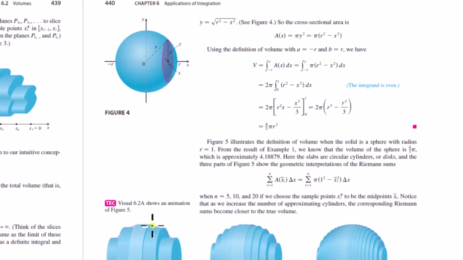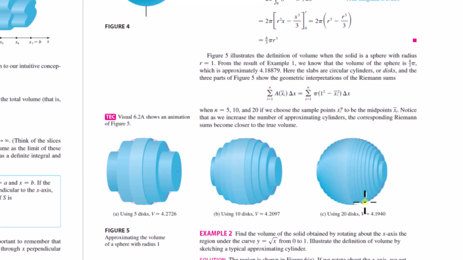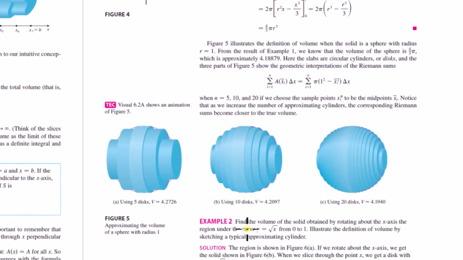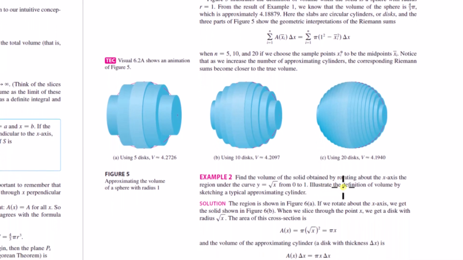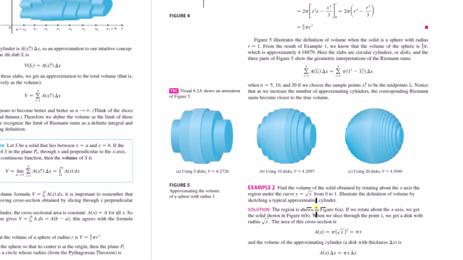They also show here that as they increase the number of these elements, it converges to the actual volume. All right, next example. It says, find the volume of the solid obtained by rotating about the x-axis the region under the curve y equals the square root of x from 0 to 1. Illustrate the definition of volume by sketching a typical approximating cylinder. Okay.